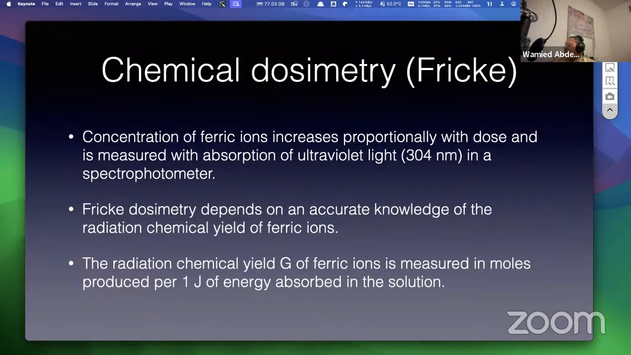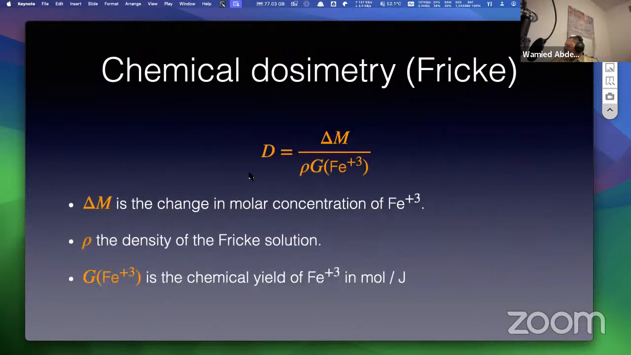We need the radiation chemical yield. This radiation chemical yield is called G. Basically, it's measured in moles, the concentration produced per 1 joule of energy absorbed in the solution. So this is the basic equation of dosimetry with Fricke dosimeters. We need to know the change in molar concentration. Remember, this is moles per volume. I was trying to figure out, does it make sense or not? And actually, it does make sense.